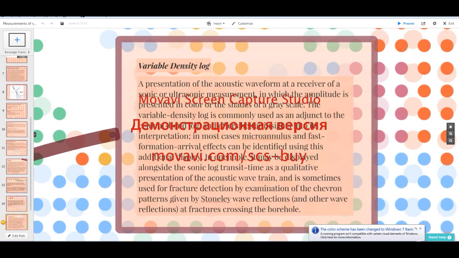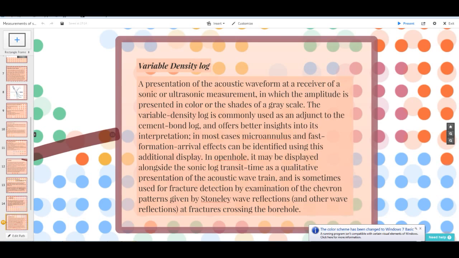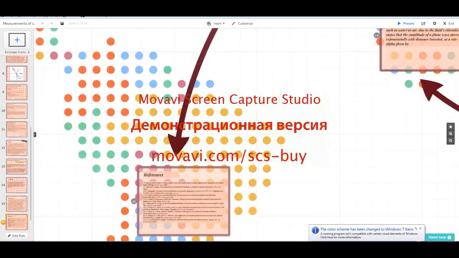In open hole, it may be displayed alongside the sonic log, transit time, as a qualitative presentation of the acoustic wave train, and is sometimes used for fracture detection by examination of the chevron patterns given by Stoneley wave reflections and other wave reflections at fractures crossing the borehole.